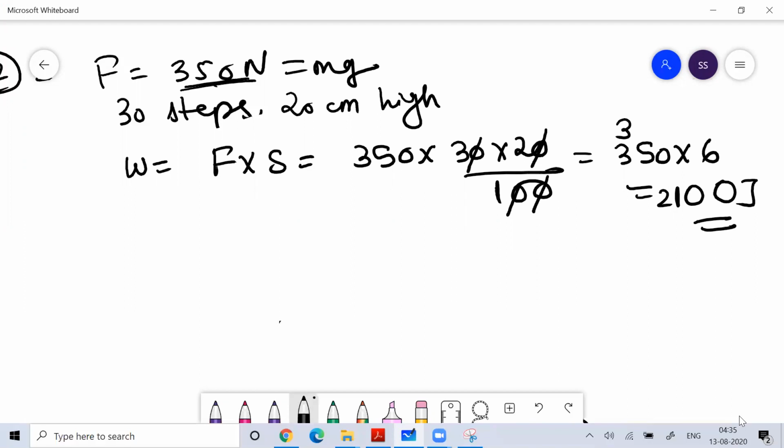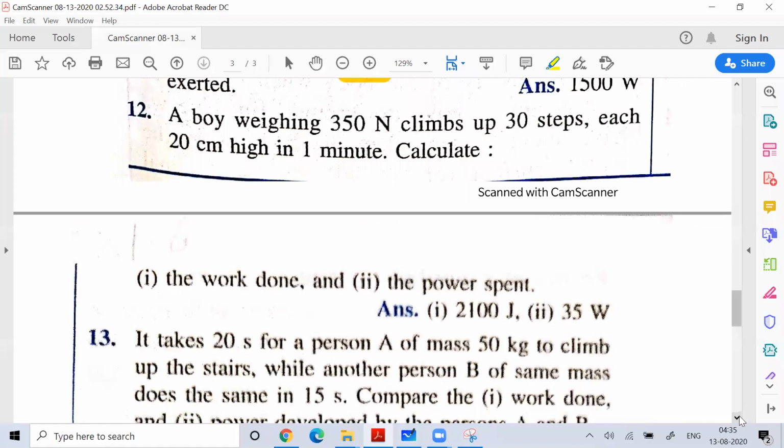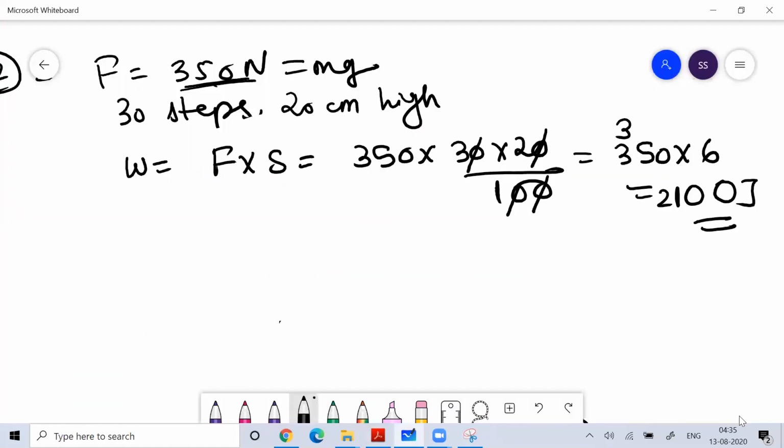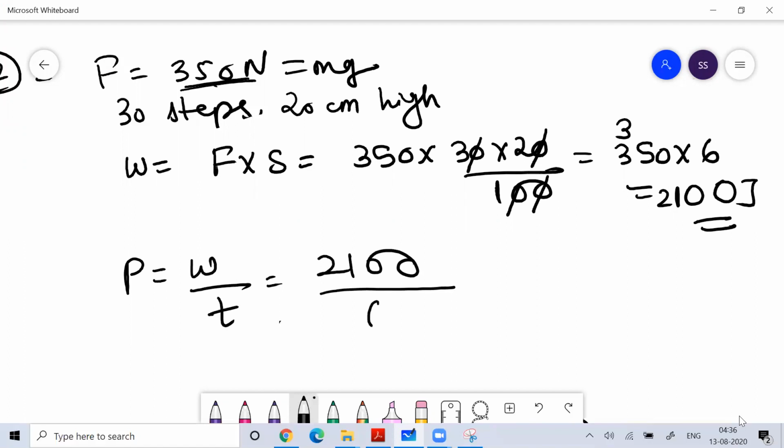Then they're asking you the power, and the time is given to you as 1 minute. So power is work done by time. This is 2100, and the time is 1 minute, so convert that into second. So that is around 35 watt. This is equal to 35 watt.